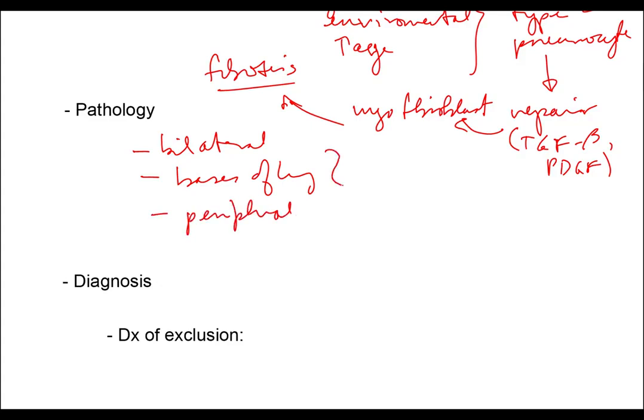And so when you take a look at what that looks like, remember, it's a progressive disease, so it's always going to be showing the most advanced pattern of the fibrosis, which is our honeycombing.